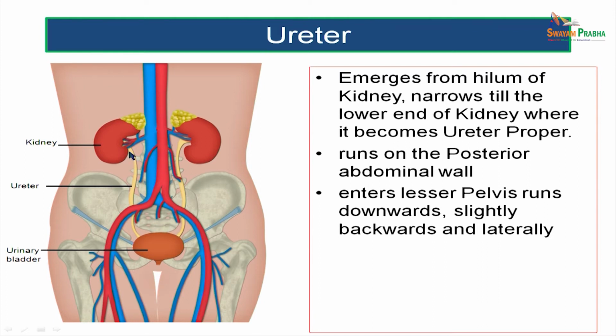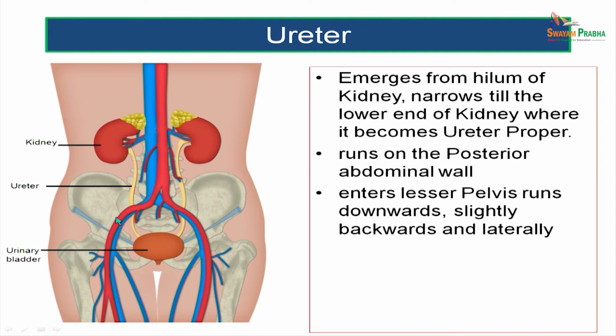The ureters emerge from the hilum of the kidney. This is the hilum of the kidney. It narrows till the lower end of the kidney where it becomes ureter proper. Then it runs on the posterior abdominal wall, after which it enters the lesser pelvis.